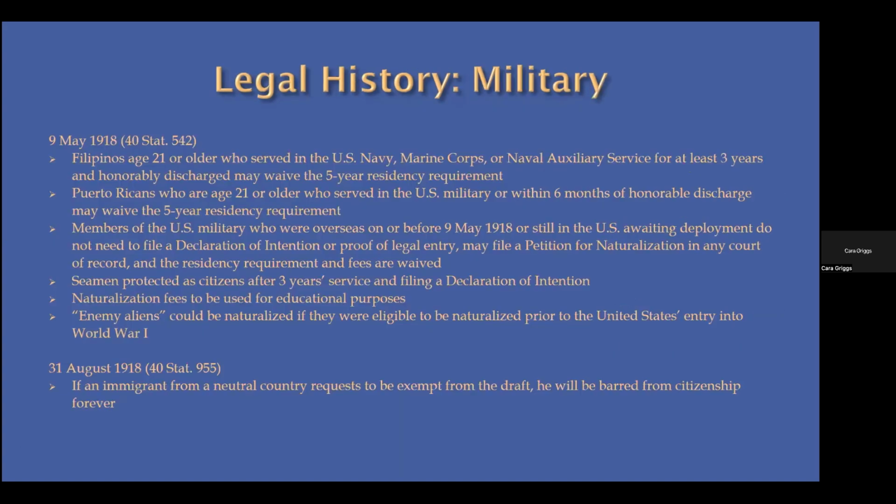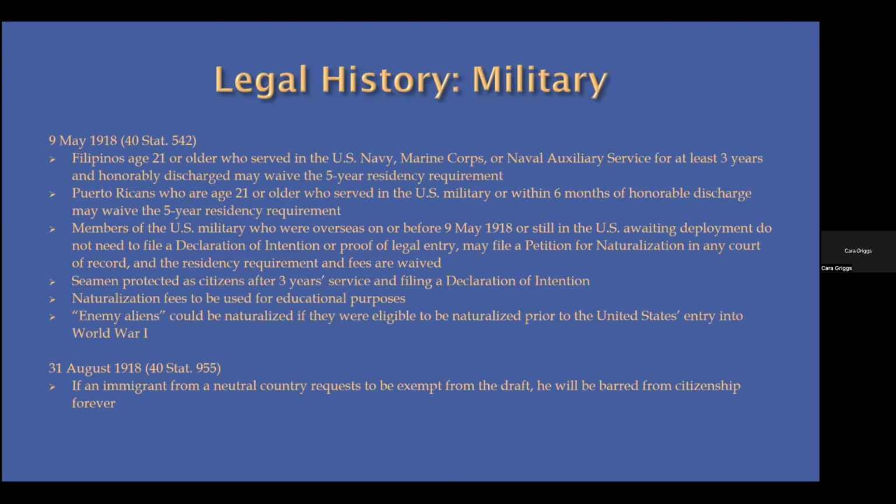In contrast, those who were perceived as loyal were rewarded. The federal government relaxed its naturalization laws again for those who served in the U.S. military during World War I. Members of the U.S. military who were overseas on or before May 9th, 1918, or still in the U.S. awaiting deployment, did not need to file a declaration of intention or proof of legal entry, and could file a petition for naturalization in any court of record.